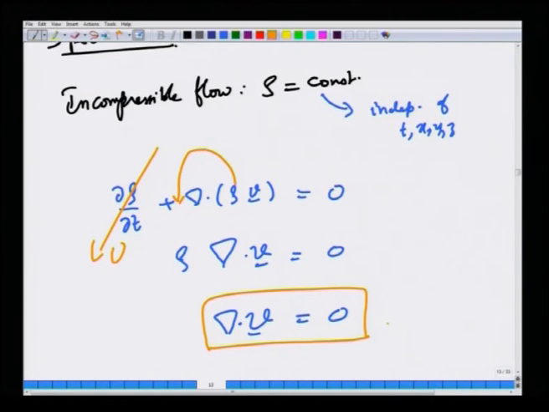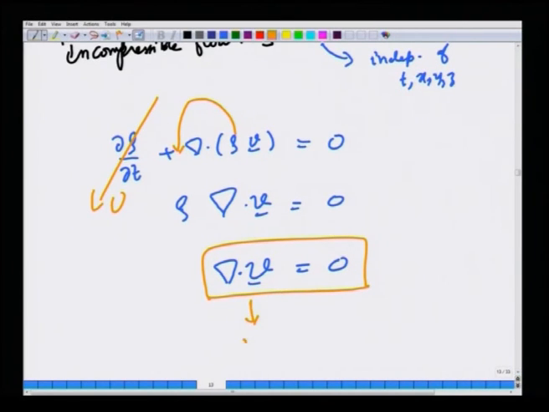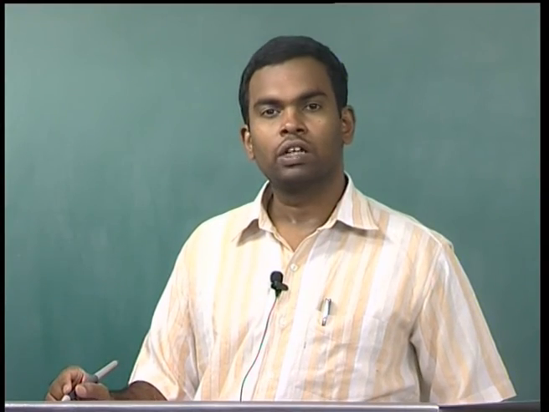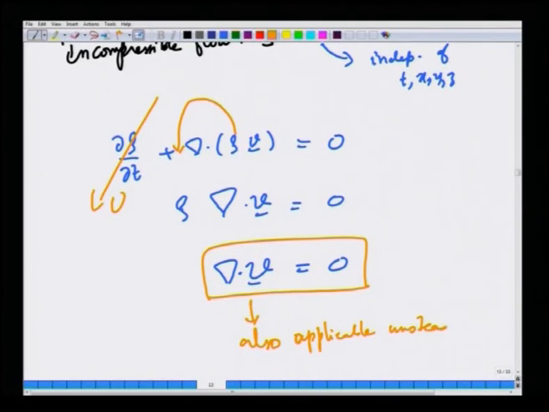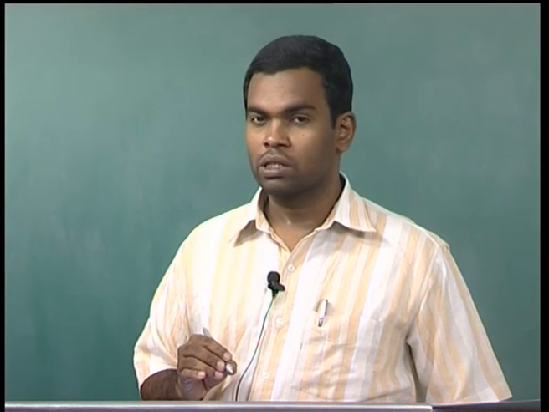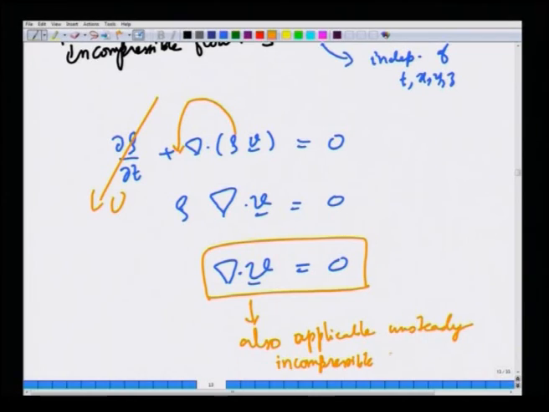Notice that this is not just applicable for steady flows, this is also applicable for unsteady incompressible flows. We are not setting del rho del t to 0 because the flow is steady, we are merely saying that del rho del t is 0 because the density is constant, density does not change at all. One should not have the notion that we are throwing away the d rho dt term because it is a steady flow, we are just throwing it away because density is constant regardless. So, it is also applicable for unsteady incompressible flows.